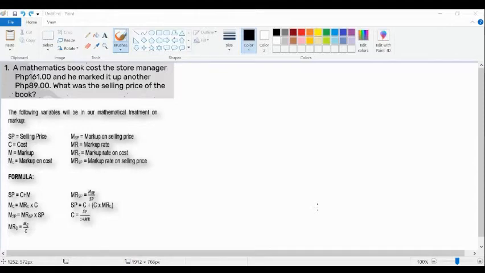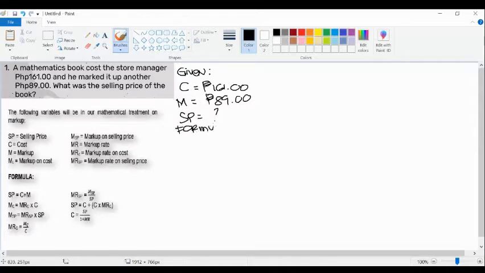Example number one, a mathematics book cost the store manager 161 pesos and he marked it up another 89 pesos. What was the selling price of the book? So based on this question, we have the following given. That is, the cost of the book is 161 pesos, while the markup is 89 pesos. And we're looking for the selling price. So the formula that we're going to use will be selling price is equal to the cost plus your markup.